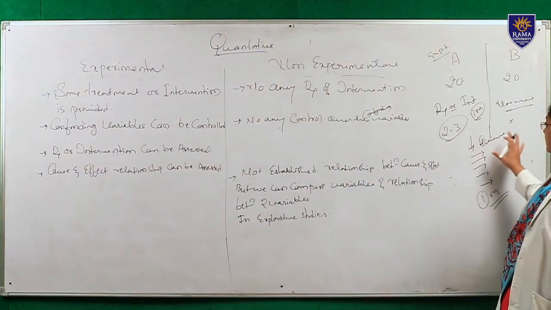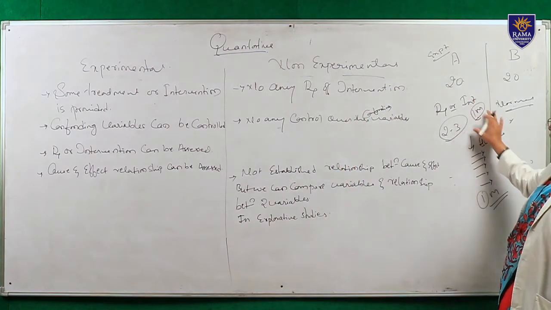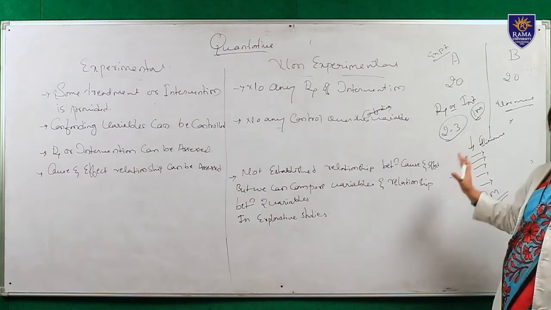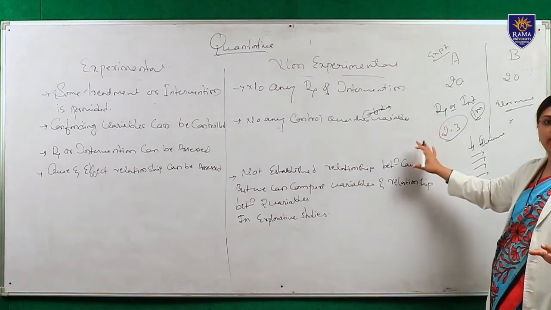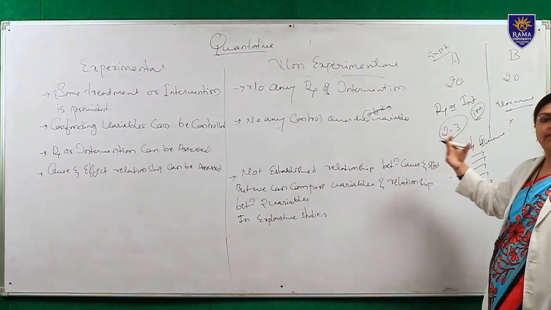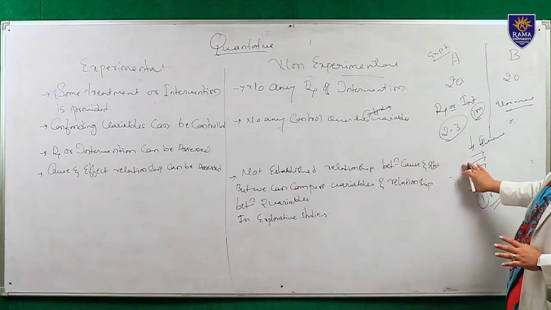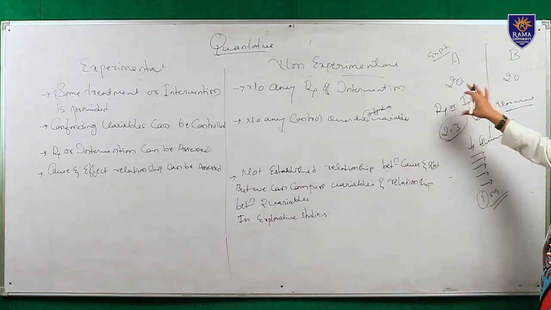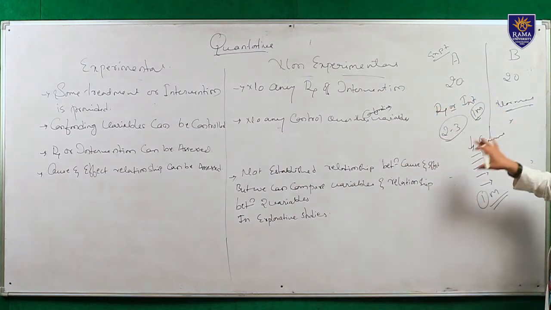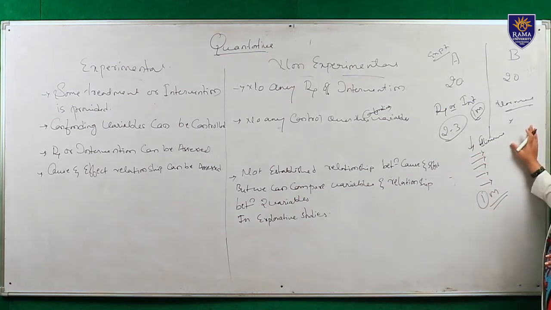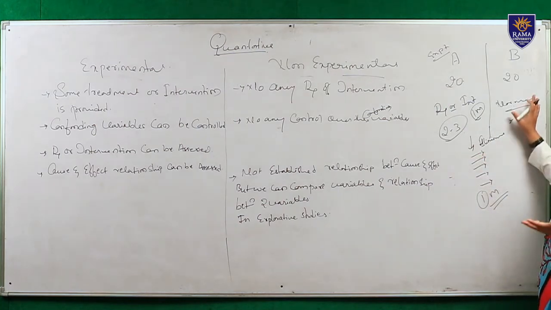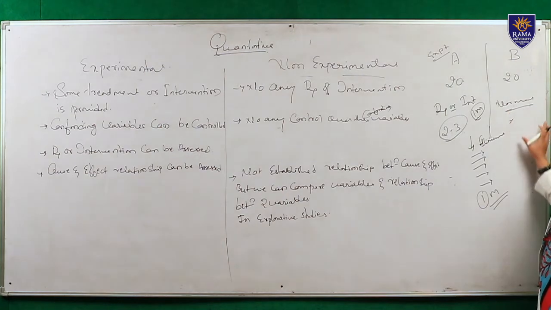So after giving the treatment for 1 month, when we assess again, there might be some change in these 20 people. What is that change? What effect have we got? In one group a certain treatment or intervention is provided, and in the other group we are not giving any intervention, and these people take the normal diet only.